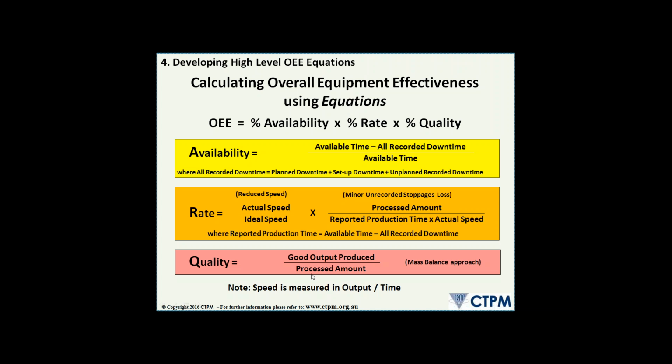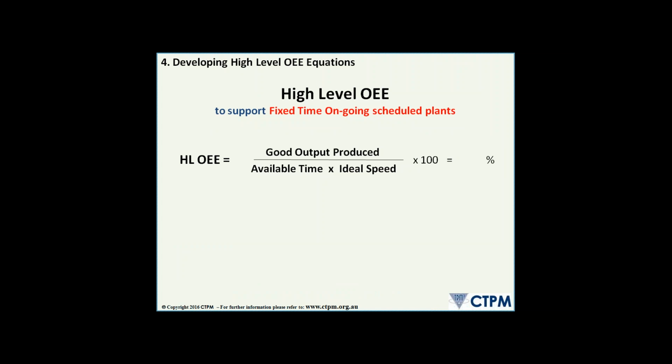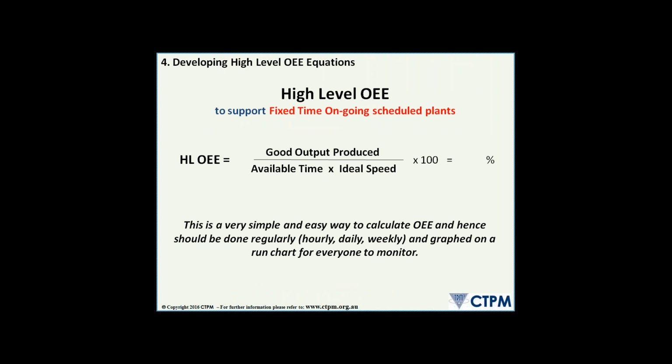For example, we might have processed amount up here and processed amount down there. Now, if we take that thinking and look at all the things on the top and bottom that are repeated, you've got your actual speed, you can take out your processed amount and processed amount, and the available time and all recorded less all recorded downtime is along here, which is your reported production time. So they all come out, and you end up with a very simple equation of good output produced over available time times ideal rate, and we call that the high-level OEE equation for, in this case, the fixed time ongoing schedule plants.